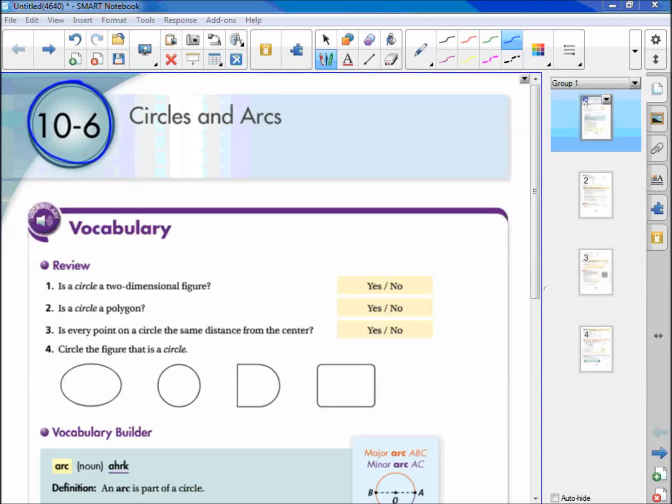Hello again, welcome to another lesson in geometry. Today we're covering section 10-6, circles and arcs. So we have some vocabulary first.